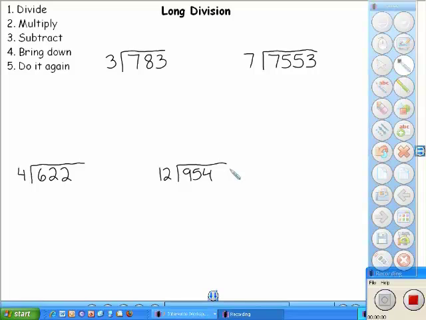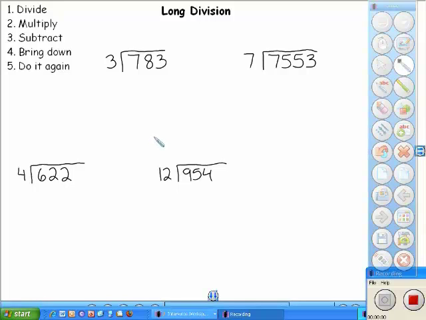All right, boys and girls, in this math review video, I'm going to show you how to do long division. As you can see on the screen here, we've got 4 different problems that we're going to work through. And the first thing that we want to do is look up here in the corner, and you can see that I have written down the 5 steps for long division.